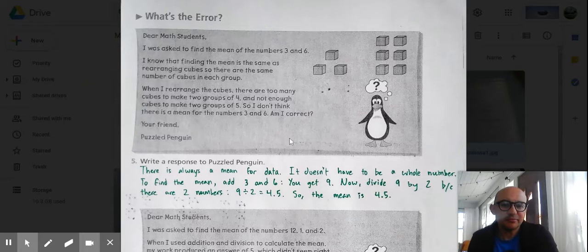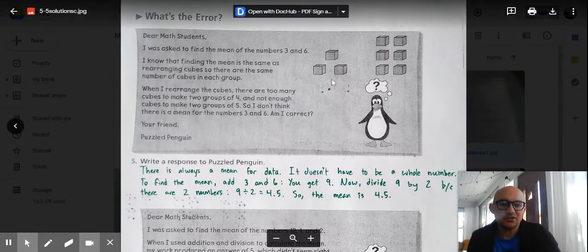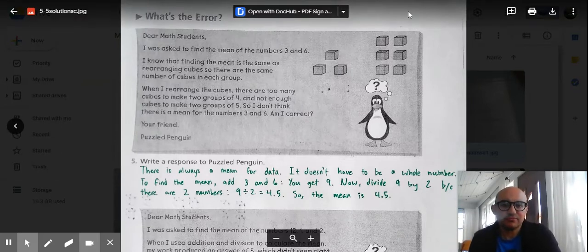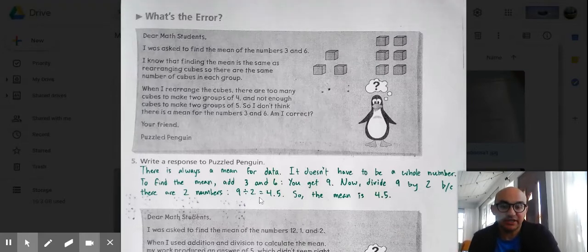Well, as a matter of fact, Puzzle Penguin is incorrect. There is always a mean with data sets, and we can find it pretty simply. We add up our total, so we add up 3 and 6, and we get 9. There are 2 groups that we added, there's this group and there's this group. So we divide 9 by 2. 9 divided by 2 is 4.5. So the mean is 4.5.